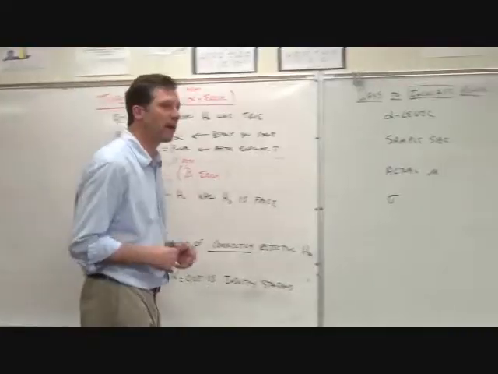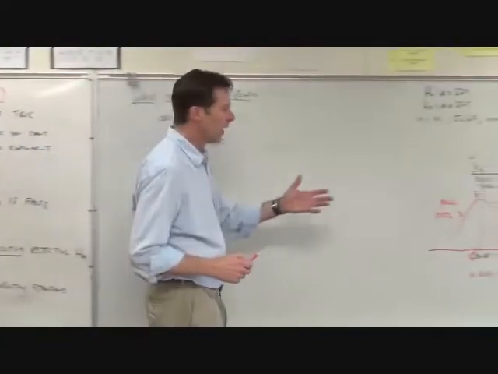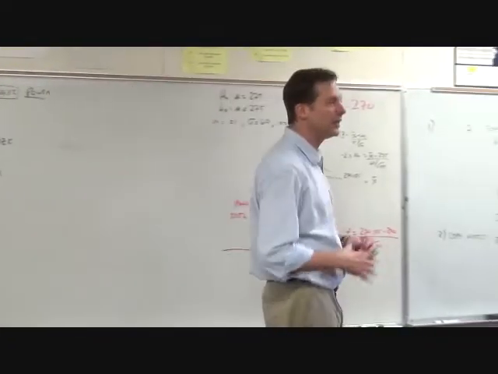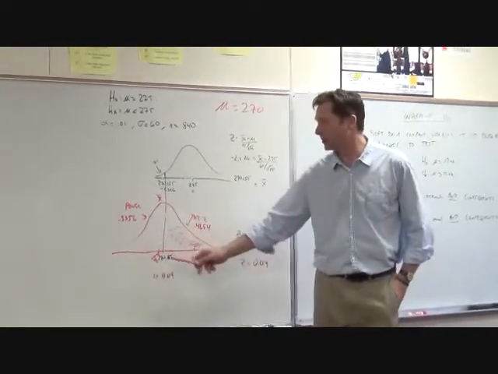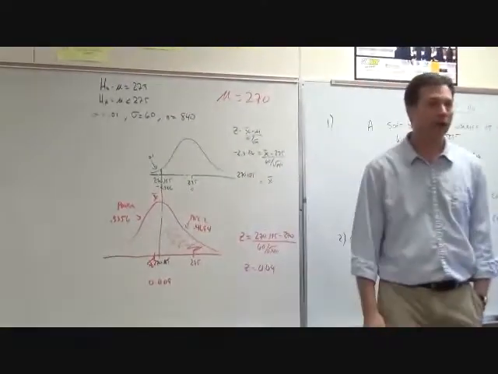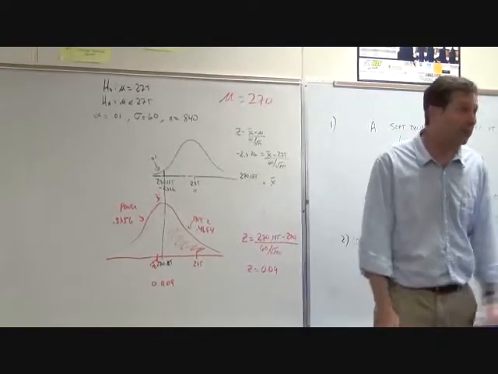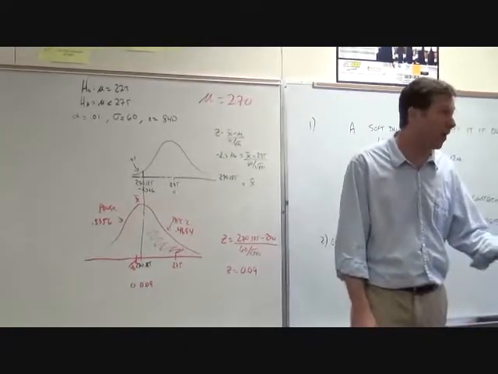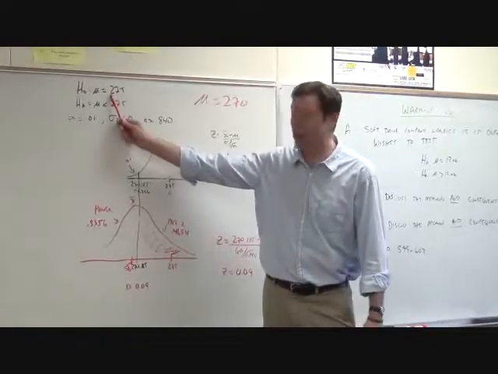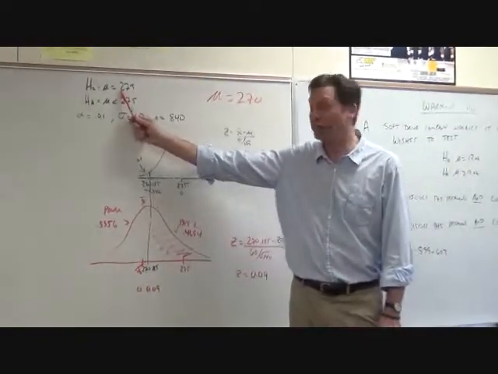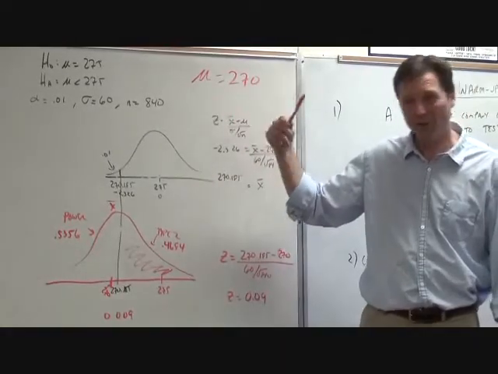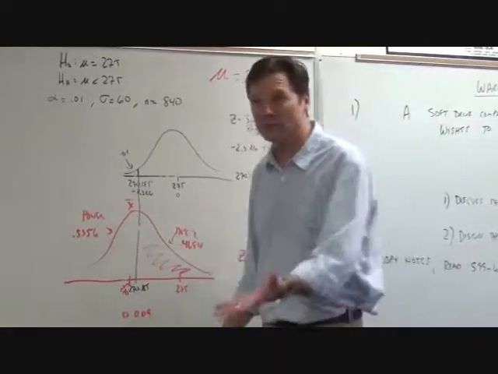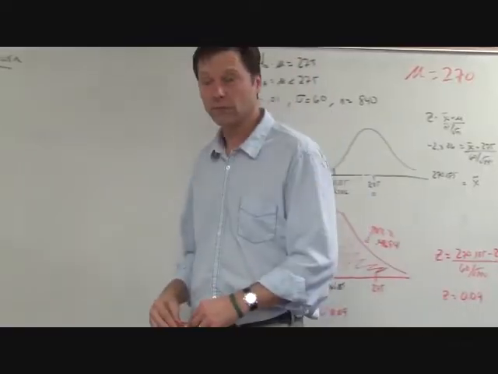All right, what we're going to talk about today is what are some ways that you could increase power. Remember, power in number 67 was 53%. You've only got a 53% chance of getting an X bar that's going to cause you to reject the null hypothesis if we're supposed to reject the null hypothesis. What are some things that we could do that would get that up higher?